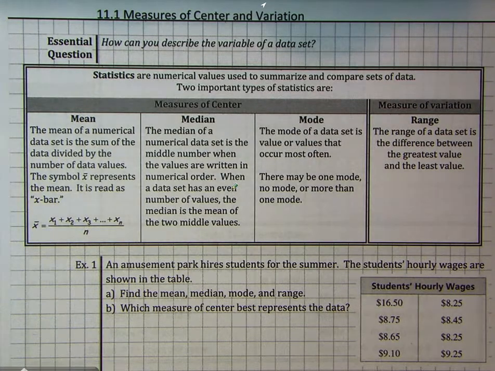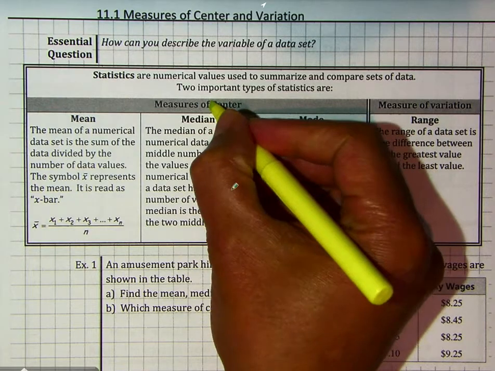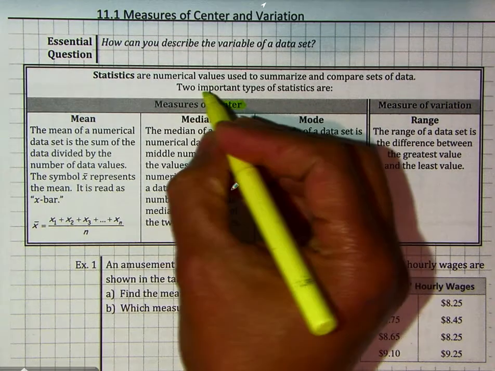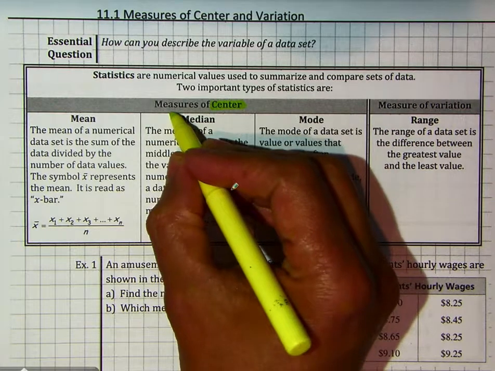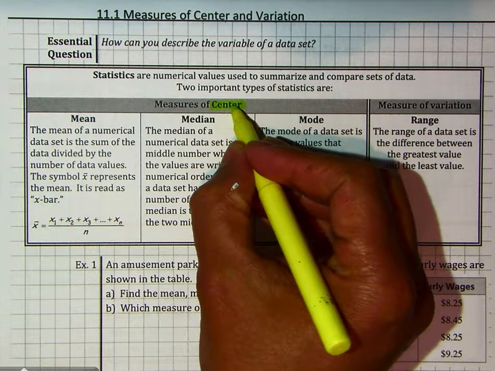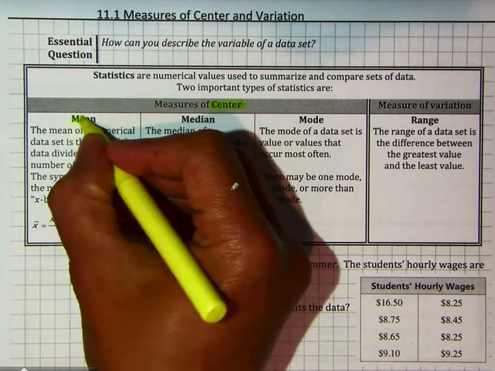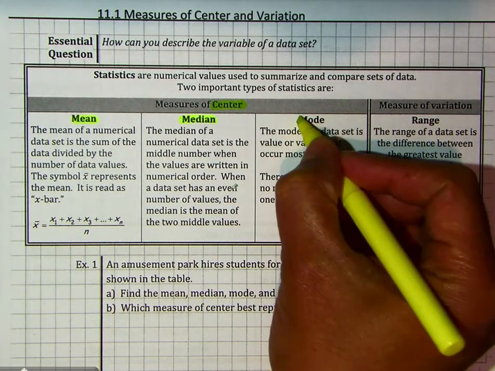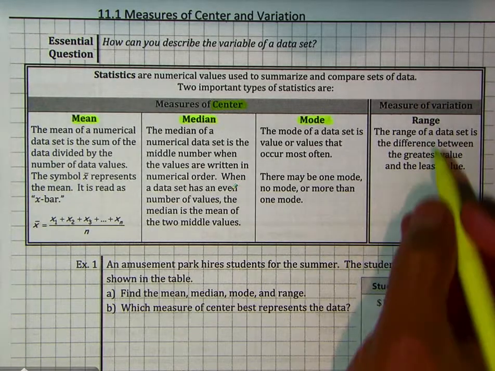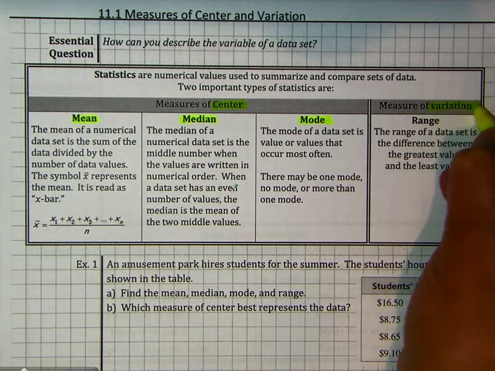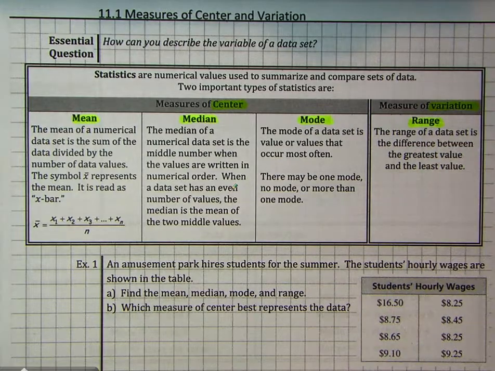We have the measures of center. It measures the center. We have two important types of statistics. The measures of center is going to measure the center, where there's the mean, median, or mode. And you guys have seen this before. And the measures of variation is going to be the range.